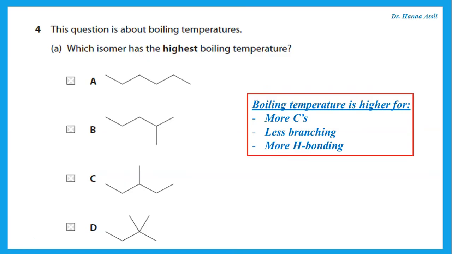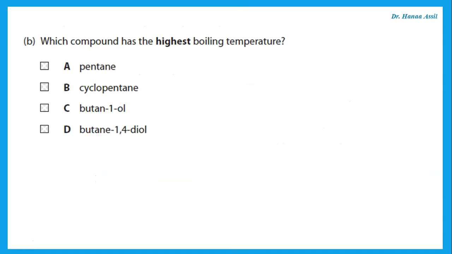And if we have hydrogen bonding, the more hydrogen bonding between the molecules, the higher the boiling temperature. So here, of course, we're not going to have hydrogen bonding. There is no hydrogen bonded to an electronegative element. So the only thing we have here is a comparison between branched and straight chains. If they all have the same number of carbons, then the one that is a straight chain has the higher boiling temperature. All the others are branched, and they will have lower boiling temperatures.